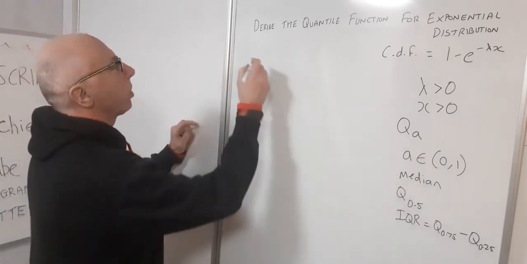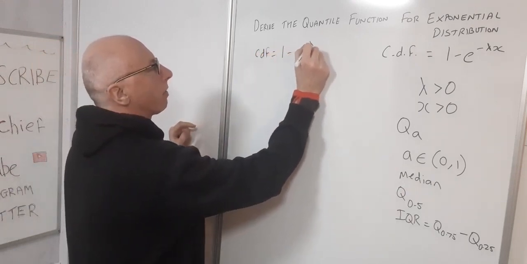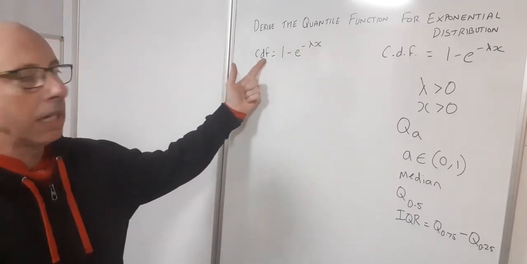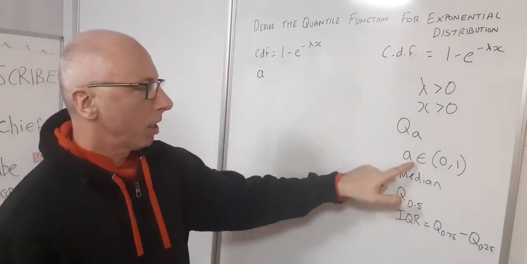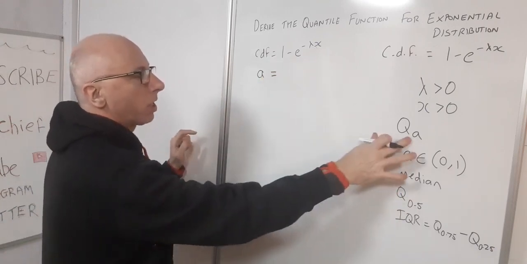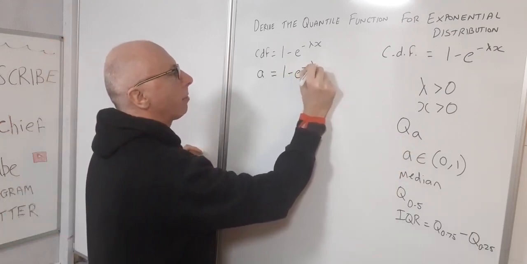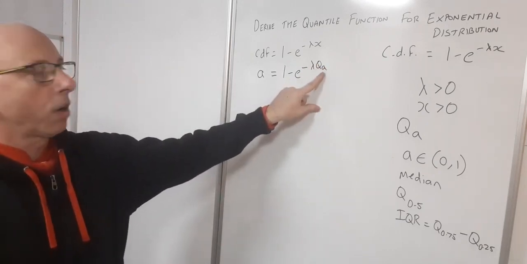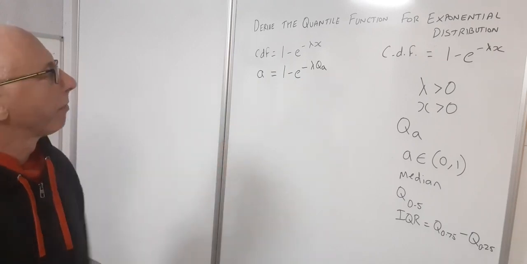So what we do is we write down our CDF first. That's 1 minus e to the negative lambda x, and then we change our variables. We set our CDF to a, which is our parameter for our quantile, and where we see the x, we put in Q of a. So 1 minus e to the negative lambda Q of a equals a. Now we want to solve this equation and get it in terms of Q of a.